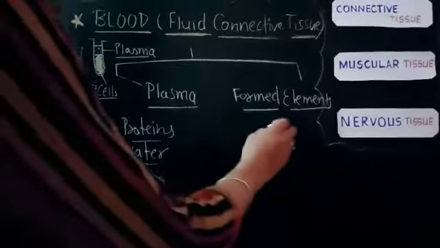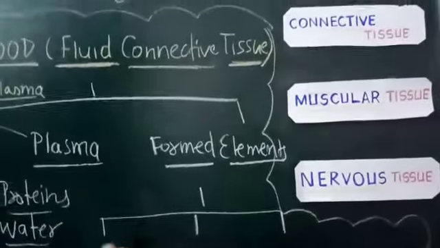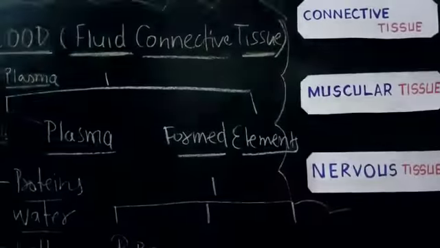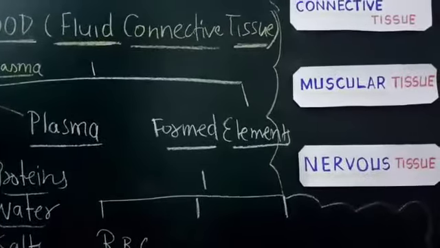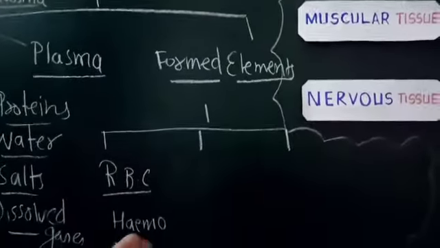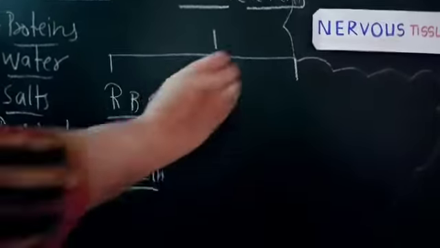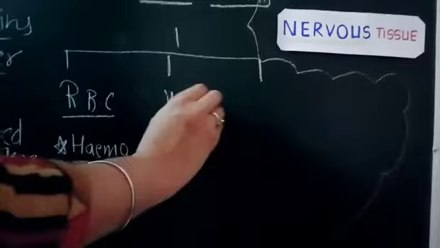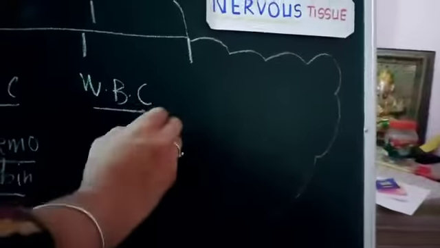The formed elements are further divided into 3 categories. Number 1 is red blood cells, RBCs, which carry a very important pigment called hemoglobin, which is the oxygen carrier in our body. It has white blood cells, that is WBCs, which are the defense cells in our body.